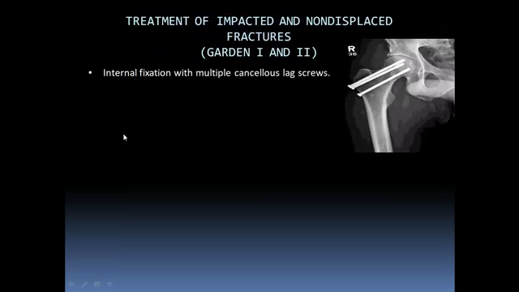And treatment of impacted and non-displaced fractures of the neck of femur, that means Garden type 1 and type 2, is usually closed reduction and internal fixation by multiple cancellous screws.